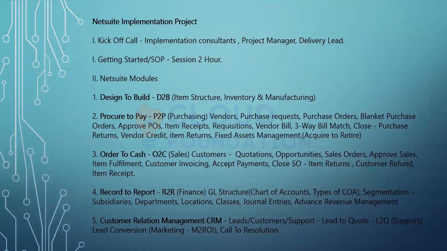Procure to pay is paying for purchasing. Order to cash is accepting payment for something you sell. Record to report: you're recording and then you're reporting. Customer relationship management: you're dealing with the customers, the leads, customers and everything. Then lead to quote, call to resolution and marketing to ROI. These are all simple layman terms. The reason they have come up with these terminologies is that it is easier for the customers to remember these things as well. So that's about the modules. Any questions?